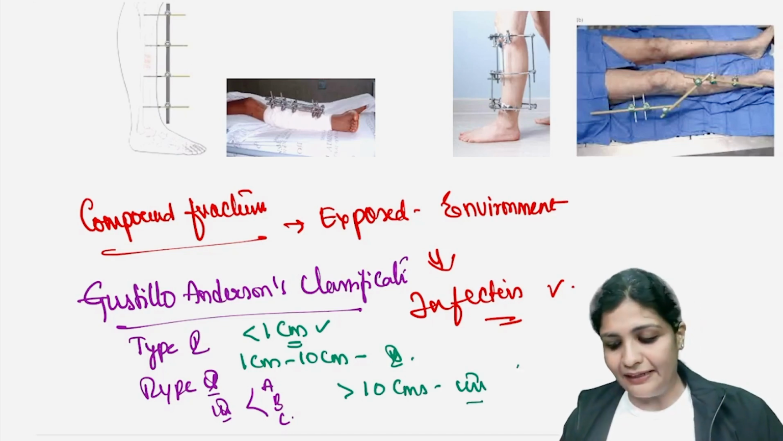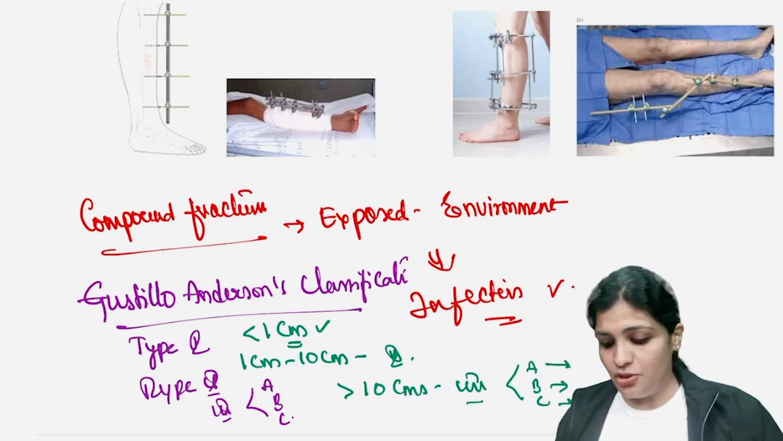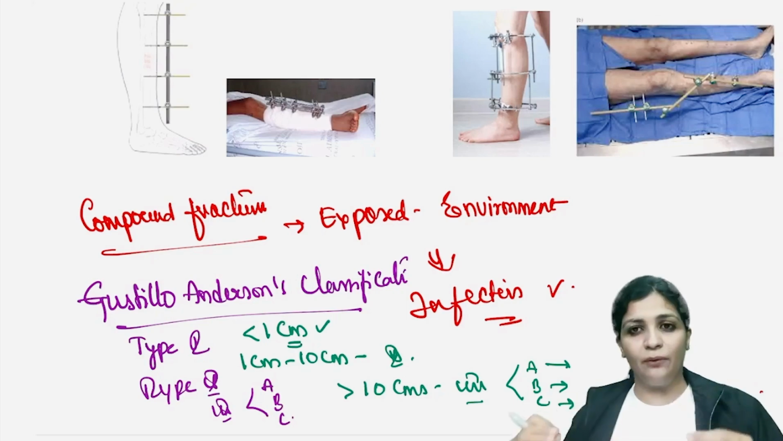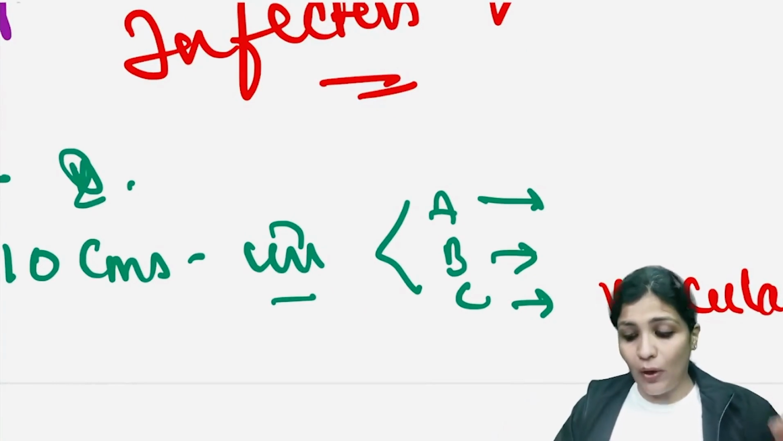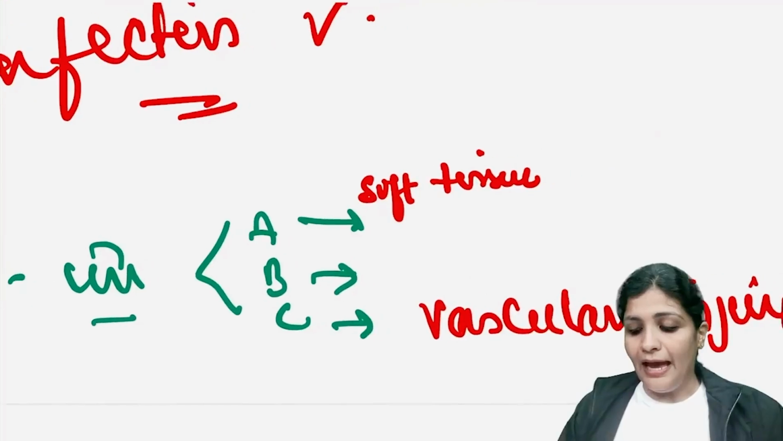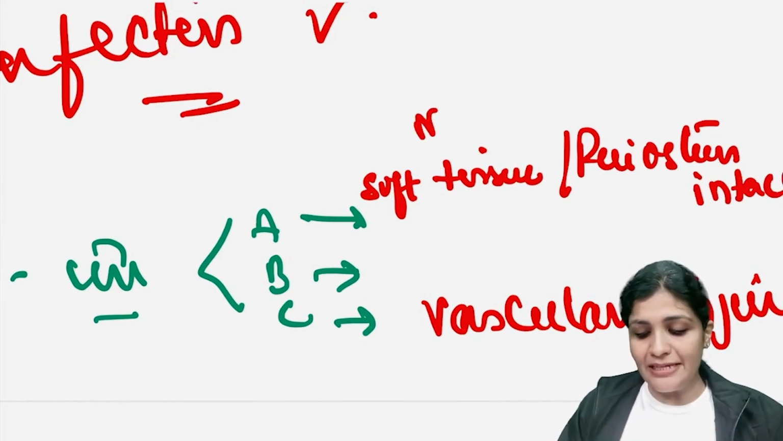Right? And in the grade 3, again, we have A, B, C as discussed. So A, B and C. Straight away, whenever there is a vascular injury, it is called as grade 3C. C is straight away whenever there is a vascular injury. Then what is the difference between A and B? So A is the soft tissue exposure and the periosteum is intact. So the soft tissue, whatever the damage is minimal, right?